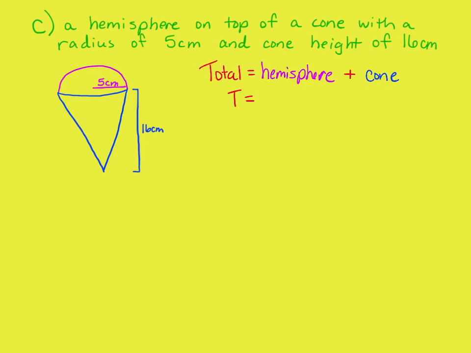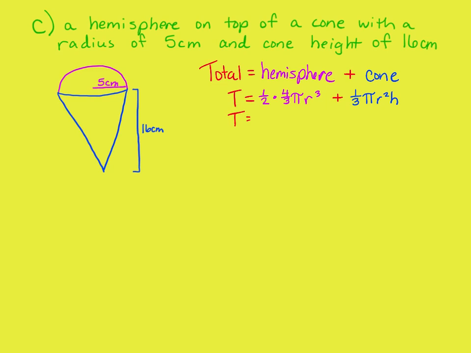Now a hemisphere, if you look at the prefix hemi, sounds like semi, and it just means it's going to be half of the sphere. So I'm going to multiply half times the volume of a sphere, which is 4/3 pi r cubed. And then we're going to add the volume of the cone. The formula is volume equals 1/3 pi r squared times height. And we'll just start plugging into these.